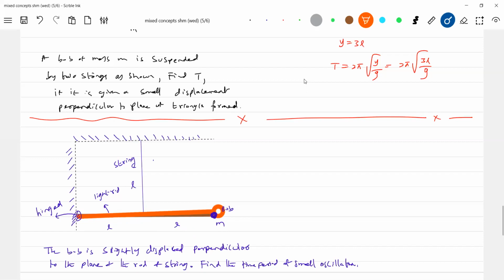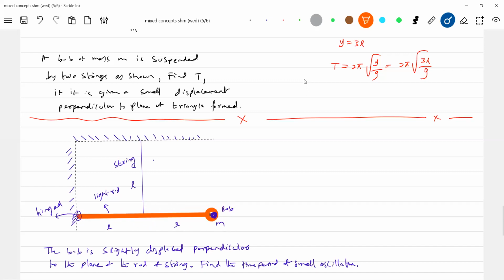Can it oscillate? I think I'm able to show very systematically. The bob is slightly displaced perpendicular to the plane of the rod and the string. So I think this is justified. Not like this, sir. This is the wrong thing. And it cannot go like this. This is also not possible. So it should be like this. But it should not be vertical, not in the XY plane. So again, it is in the YZ plane.